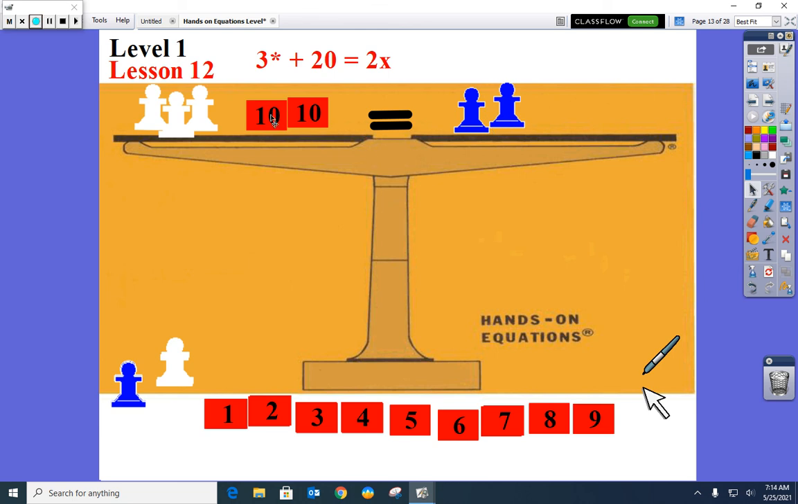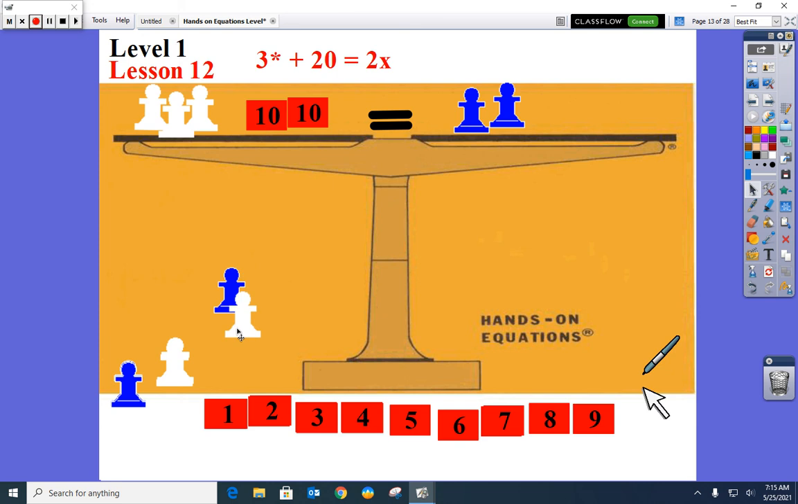So I want to get this 20 all by itself. That means I have to be able to take away those 3 stars. I can do that by adding 3 zeros to the right. So I can create a 0, put it over here, and then I can take away my stars.